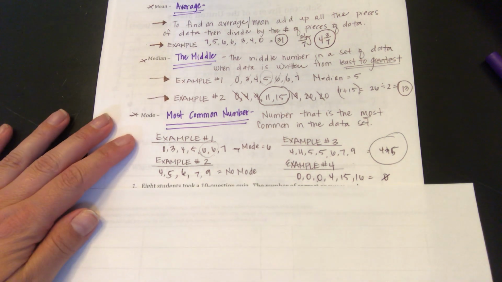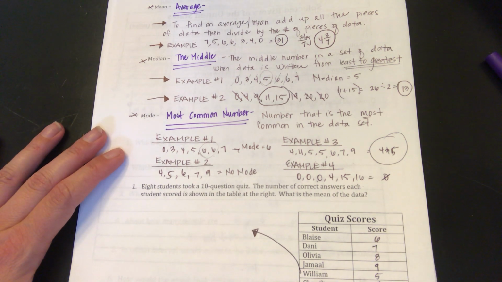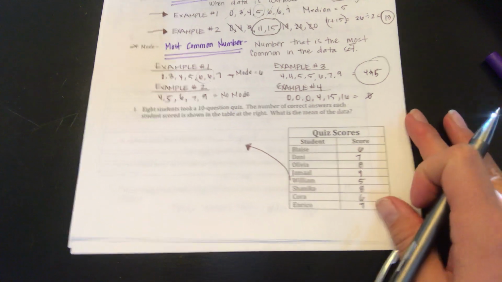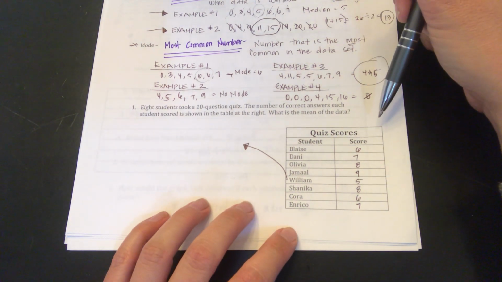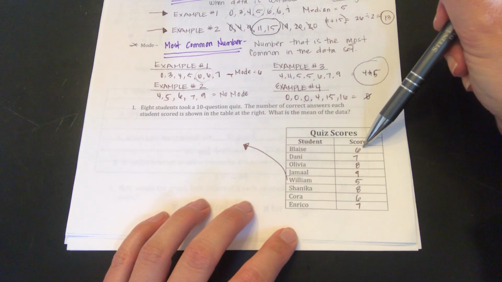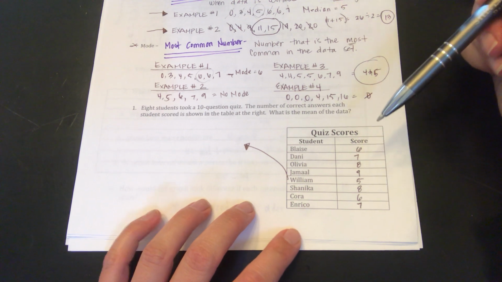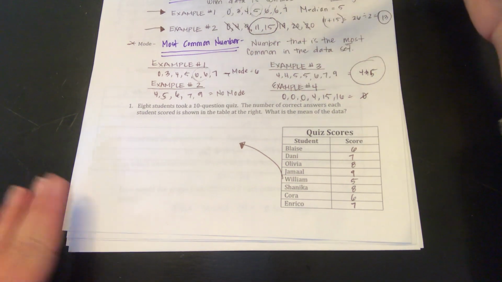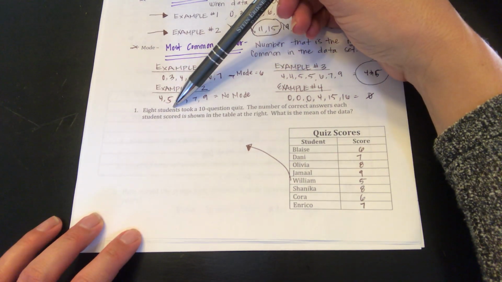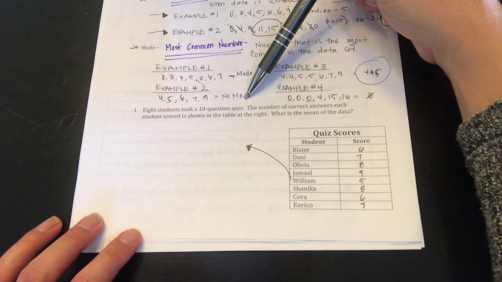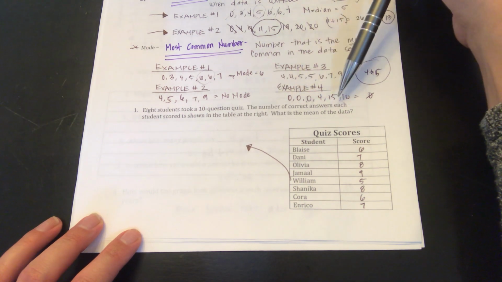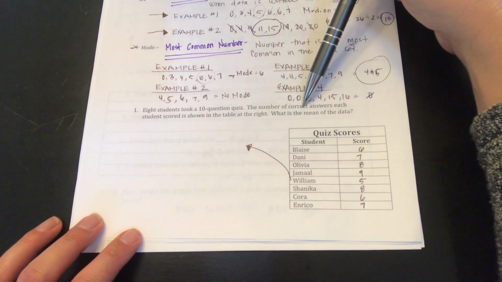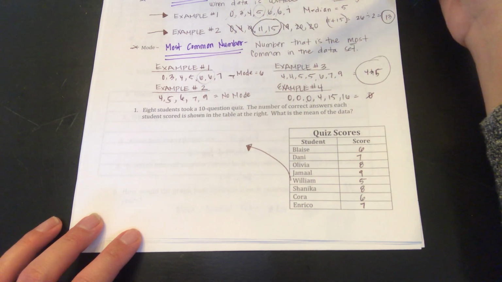Now, moving on to some of the problems that you might see on the assignment. I'm going to slide this up a little bit so you can see. Here I have some quiz scores. Go ahead and pause and get those put in. Okay, and then when you are done, we'll go ahead and read the question. It says 8 students took a 10-question quiz. The number of correct answers each student scored is shown in the table on the right. What is the mean of the data?